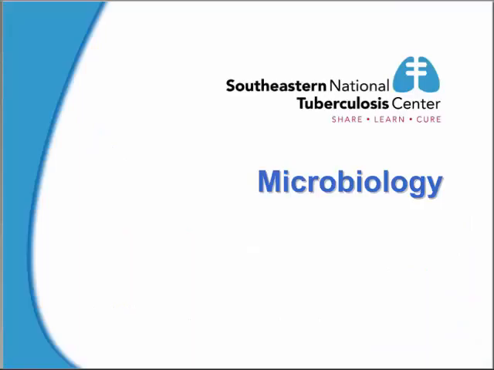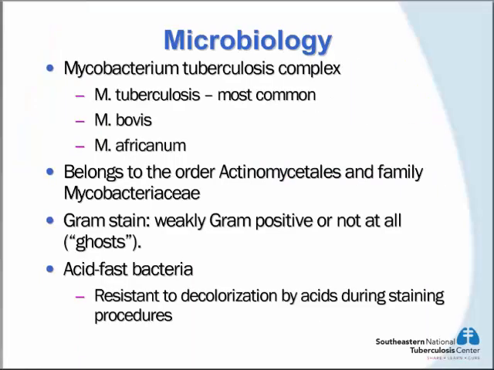Okay, time to change gears, and now we're going to talk about microbiology. Mycobacterium tuberculosis complex is the etiology of TB, and it includes Mycobacterium tuberculosis, which is the most common species that causes TB, but also includes Mycobacterium bovis and Mycobacterium africanum. They belong to the order of the Actinomycetales and the family of Mycobacteriaceae.